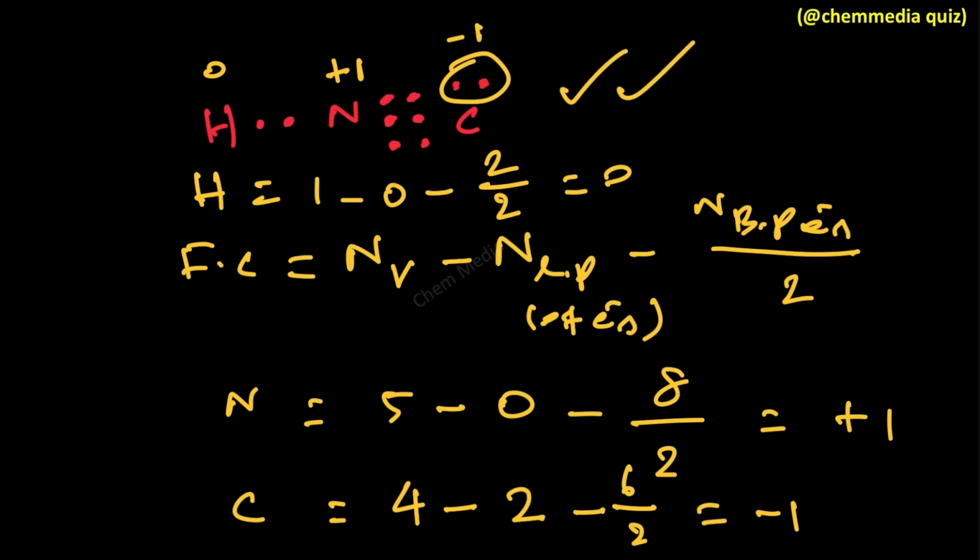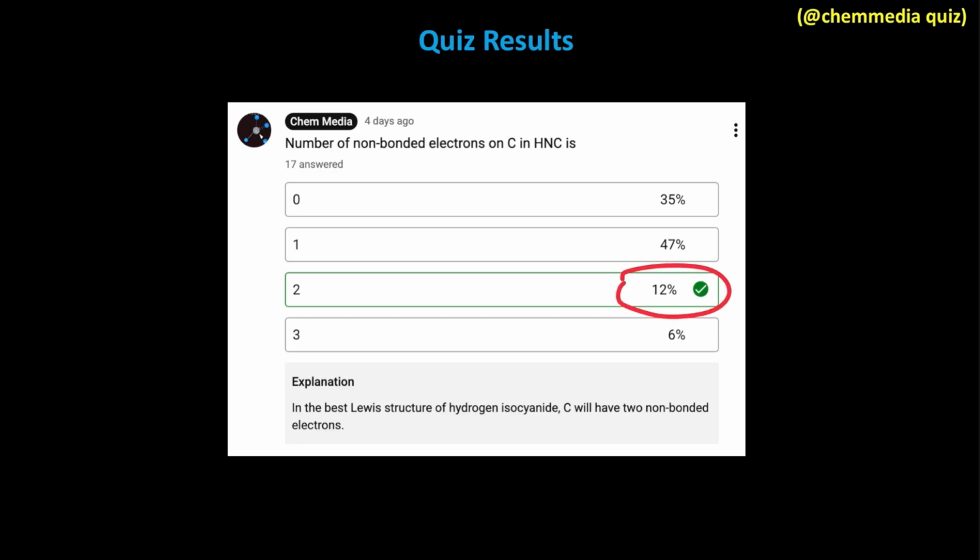Now let me show the quiz results. Only 2 students out of 17 picked the correct answer. This is not a difficult question at all. As I mentioned repeatedly, if you have a problem in calculating formal charges or writing the best Lewis structure for a molecule, you will do very badly for most of the questions related to chemical bonding. Therefore, you need to get your grip on these topics. This is very fundamental. You can't make mistakes on questions like this.